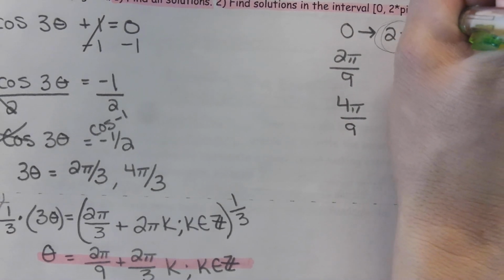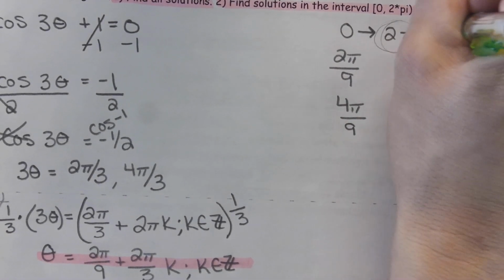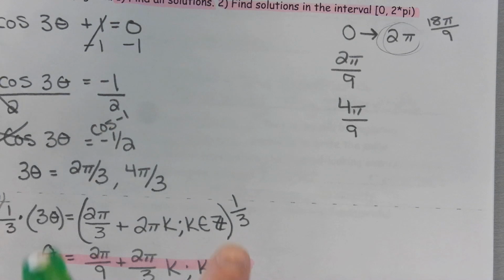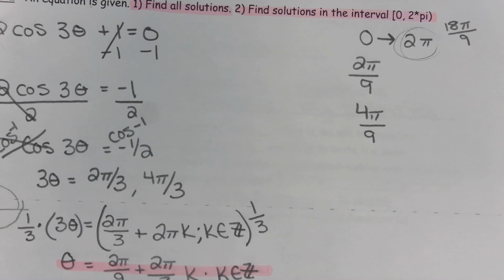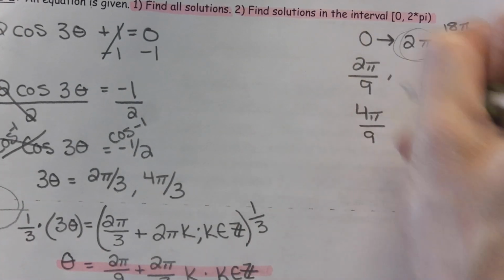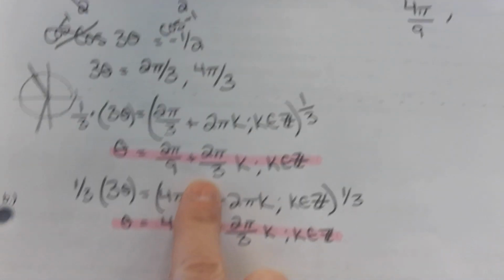Do you agree that 2 pi is the same as 18 pi over 9 if we switch it so it matches what we're working with? Right? That's still 2 pi. Agree? Okay, so we need to have that there, that's our benchmark. So if we go above 18 pi over 9, we're out of that window of solutions. Okay, let's look at what we need to add.